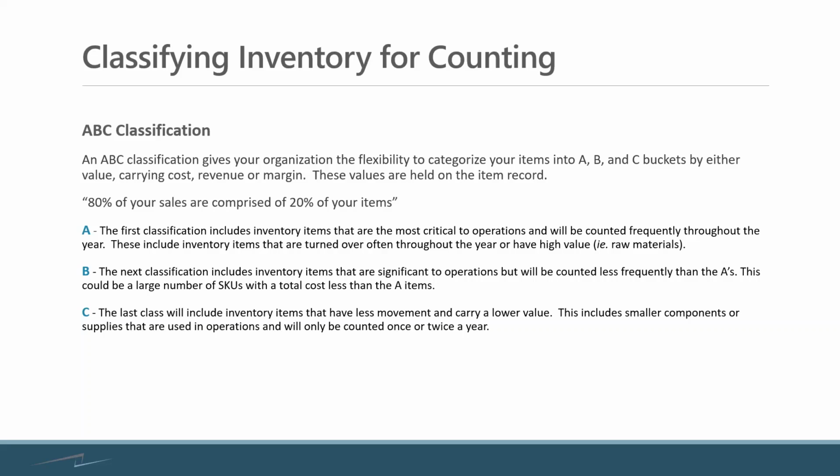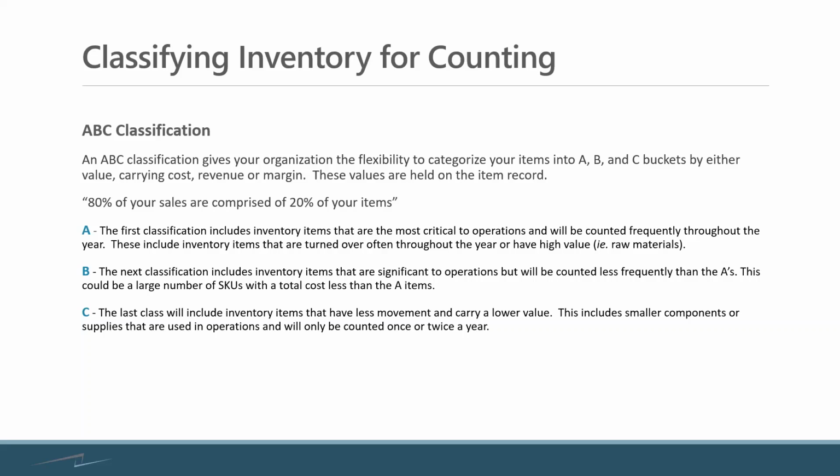If you think of A, B, and C, think of a teacher grading you. Obviously, A is the best, top of the class, right? So your A items, that first classification, include inventory items that are typically the highest moving items, the highest value items. They're going to have high turnover in your organization. Some of your raw materials might fall into this bucket. And so those are the items that you probably want to count the most.